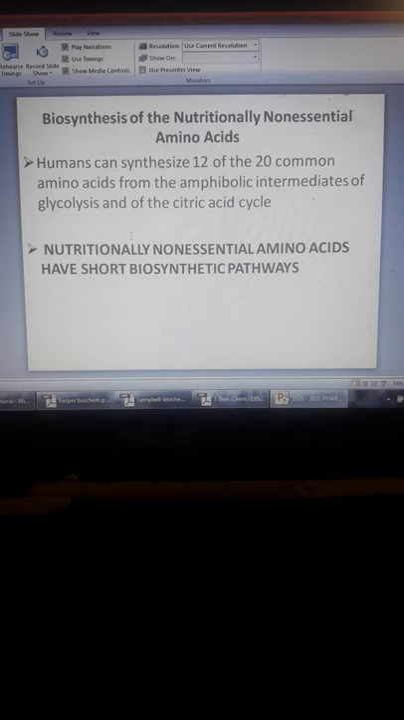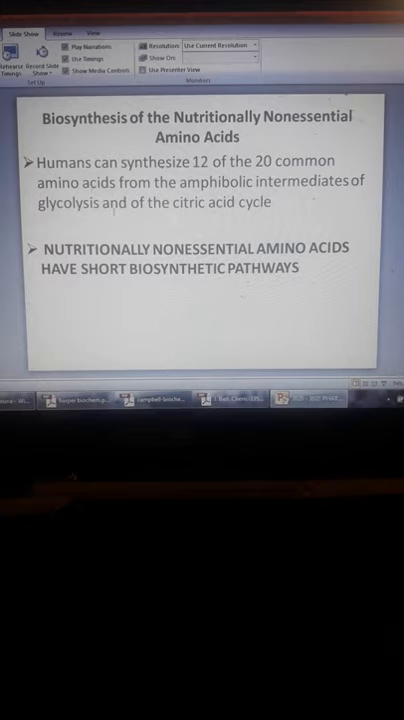Then there can be a decarboxylation process, or removal of this carboxyl group, by the enzyme dopamine decarboxylase to form serotonin, which is known to be the neurotransmitter that controls the pain perception of the human being. Okay? So, the biosynthesis of the nutritionally non-essential amino acids.